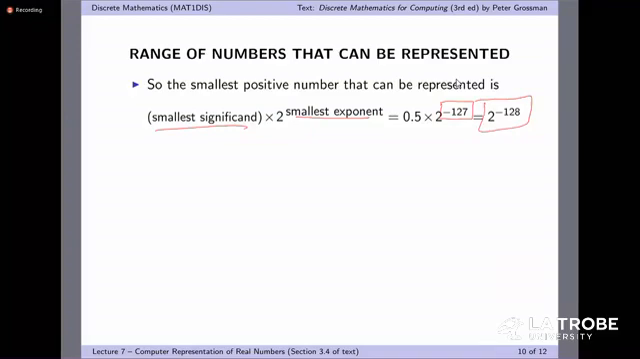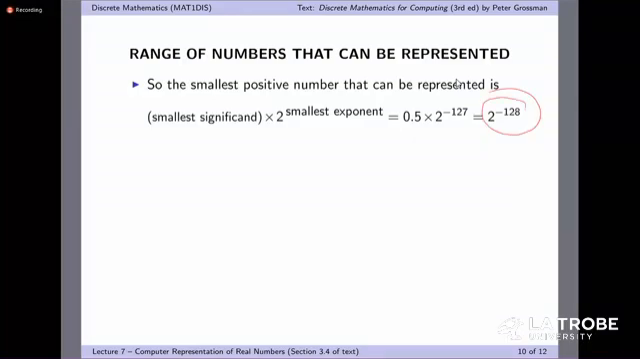Do you know how I got that? Here it was 2 to the power negative 127, but here I wrote 2 to the power negative 128. How did I do that? You apply 2 to the minus 1. Yeah. This 0.5 is actually 1 over 2, so when this goes in the numerator, its power is subtracted. So the smallest value that can be represented on a 32-bit computer would be 2 to the power negative 128.